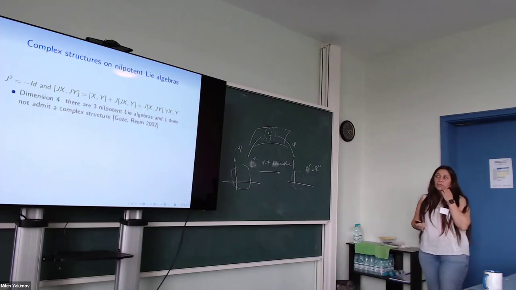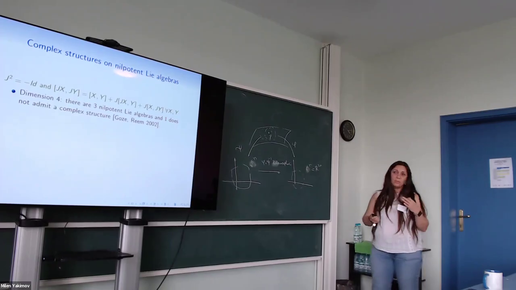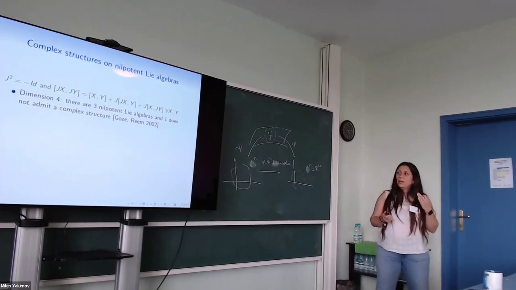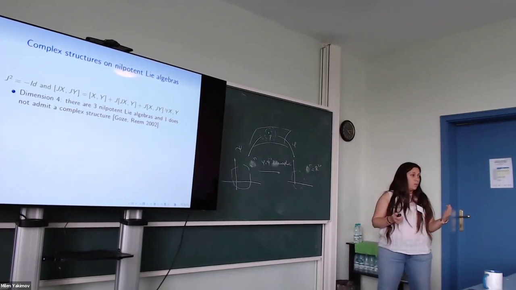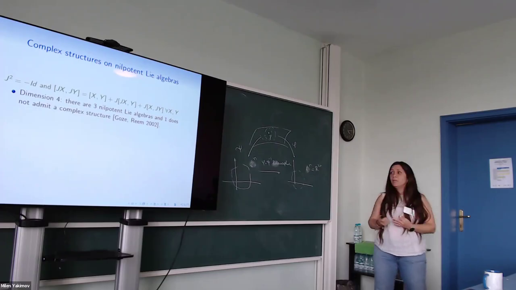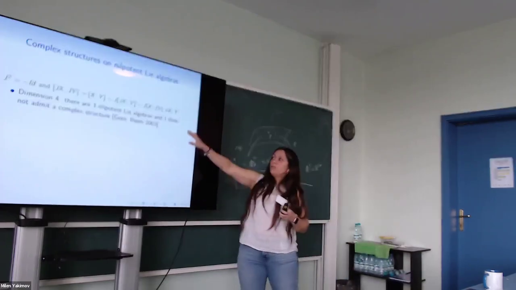So what happens in dimension 4? Well, in dimension 4, up to isomorphism, there are 3 nilpotent Lie algebras. One is the abelian one, which admits a complex structure, and then there are 2 more.